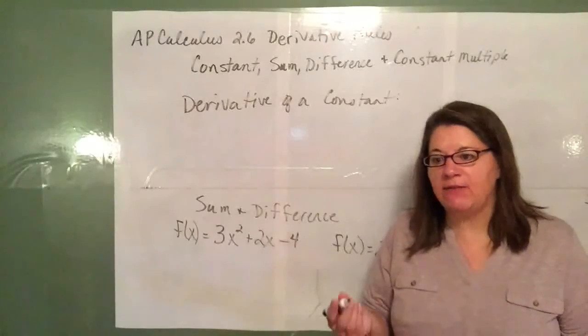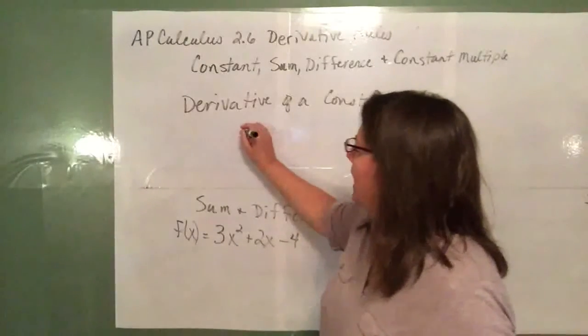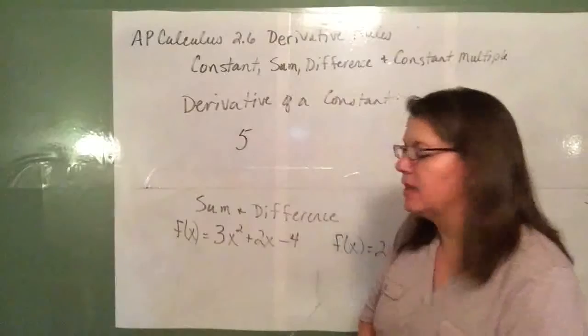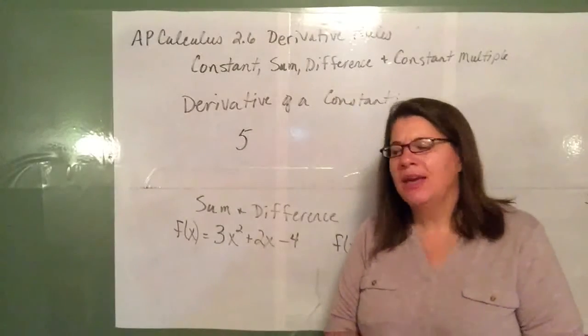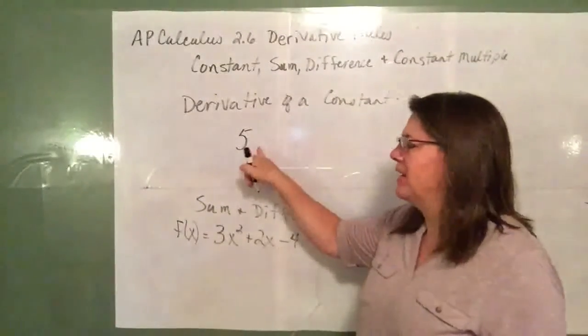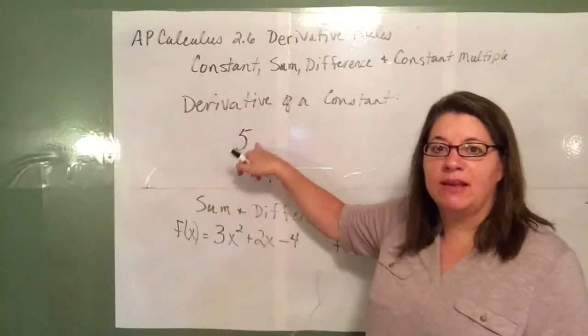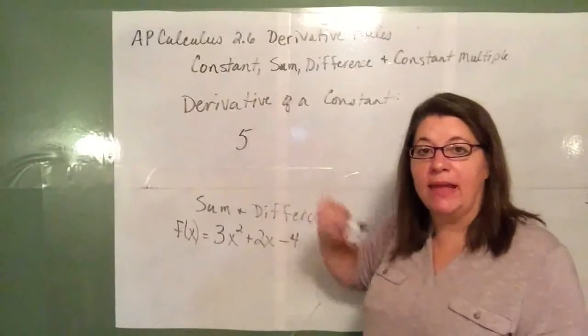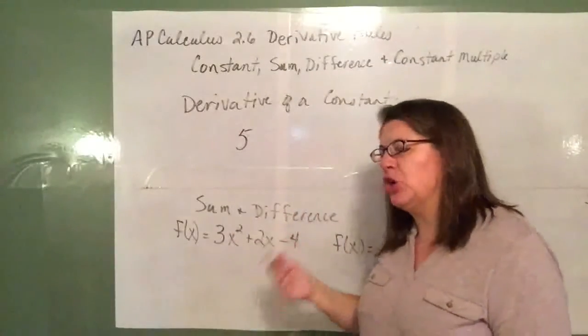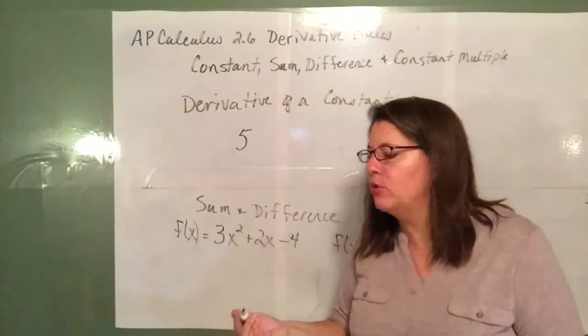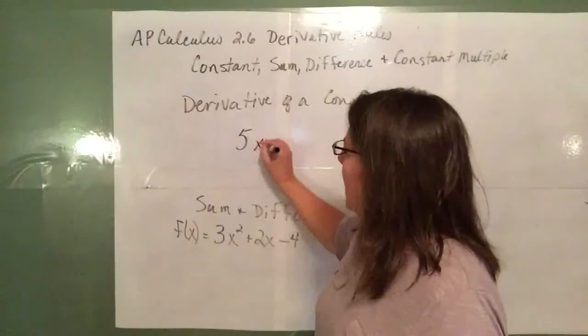It doesn't have any variables. So 5 would be considered a constant. It doesn't have any variables. Now understand, if it doesn't have a variable, the variable would be understood to be x to the 0, because x to the 0 is 1 and it would cancel out. So if you think about it in terms of having a variable, our variable would have to be x to the 0.